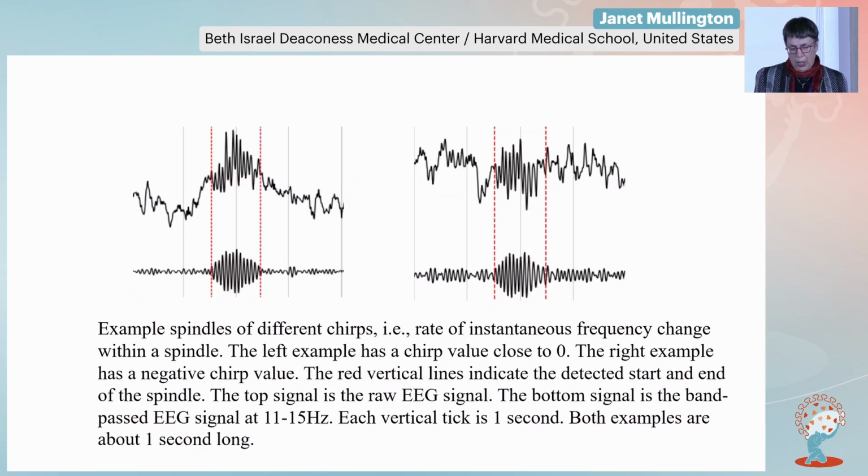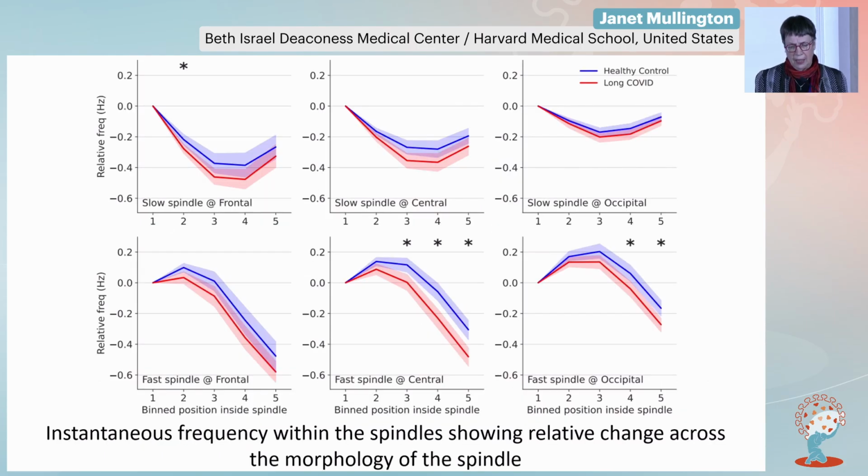And we've been looking at the spindle morphology, and what you can see here is on the left, a normal, and on the right is more of a pattern that we see in long COVID and also in ME/CFS, where the morphology kind of slops off at the end. So it starts out like a nice tight spindle, and then it changes.